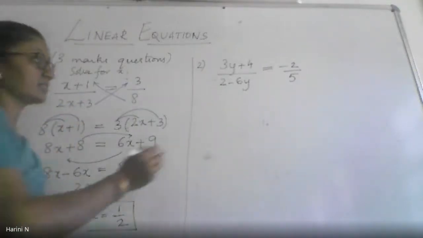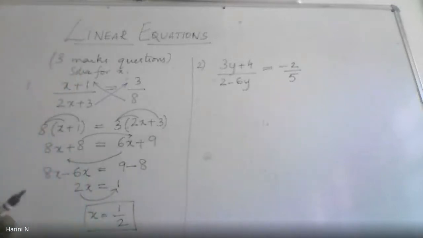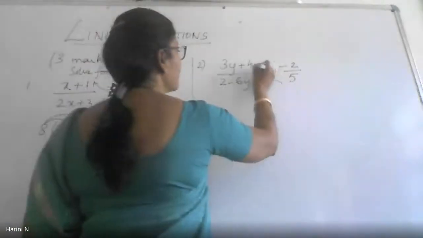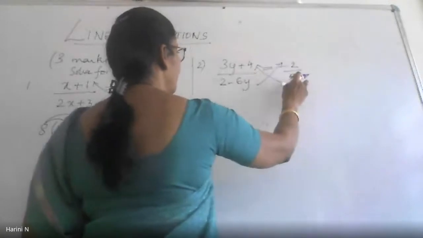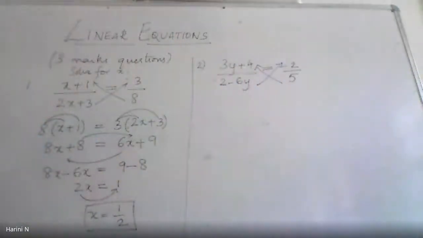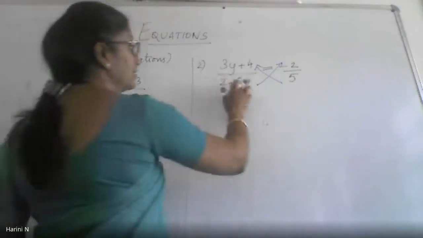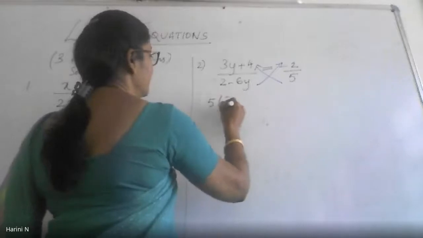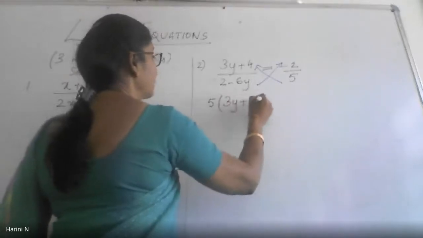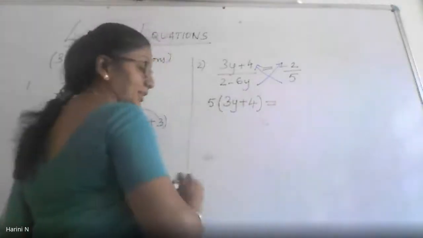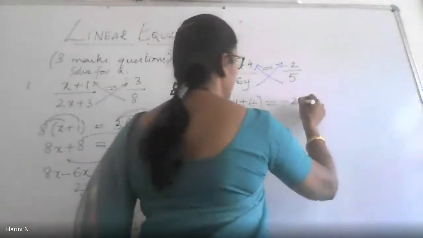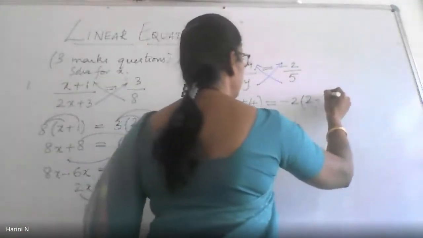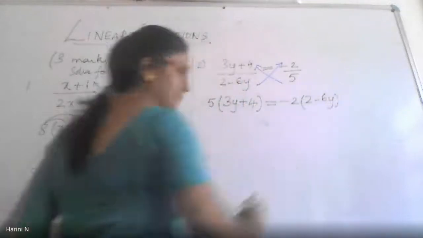What we have to do first? Cross multiplication between the numerator and denominators. So here 5 will be multiplied with 3y plus 4, and negative 2 will be multiplied with 2 minus 6y. So it is 5 times, I bring the bracket deliberately to do the multiplication, 2 times. Don't forget it is a negative 2 here, multiplied with 2 minus 6y.